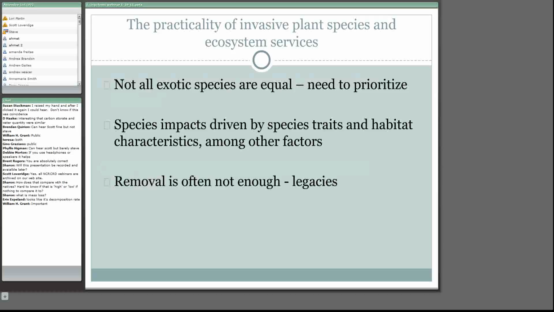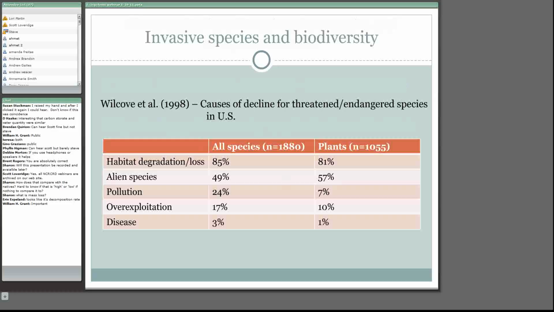And this is an important concept because, as one of my colleagues that was part of the symposium has indicated, legacies are an important part that needs to be considered. So, invasive species and biodiversity. This chart shows, if we look at the far right column, the percent of plants that are causing a decline of threatened and endangered species in the U.S. Alien species make up 57% of that.